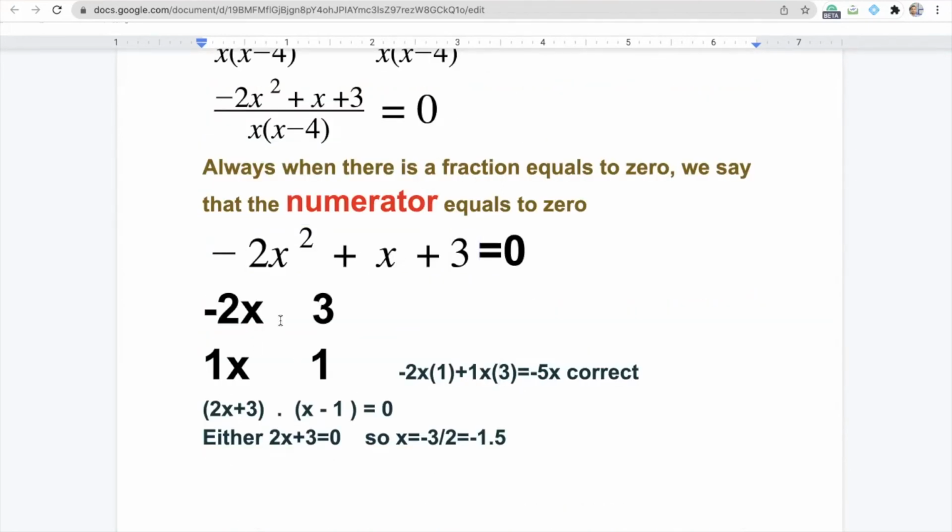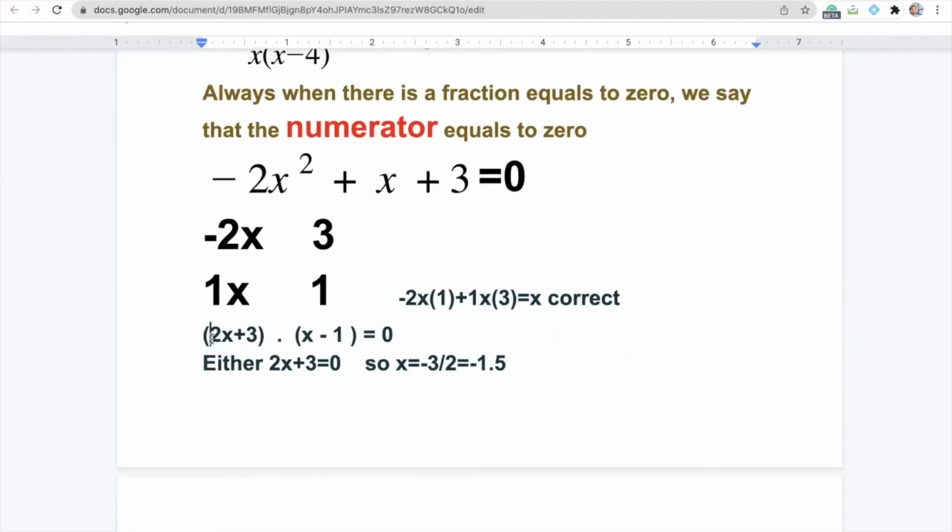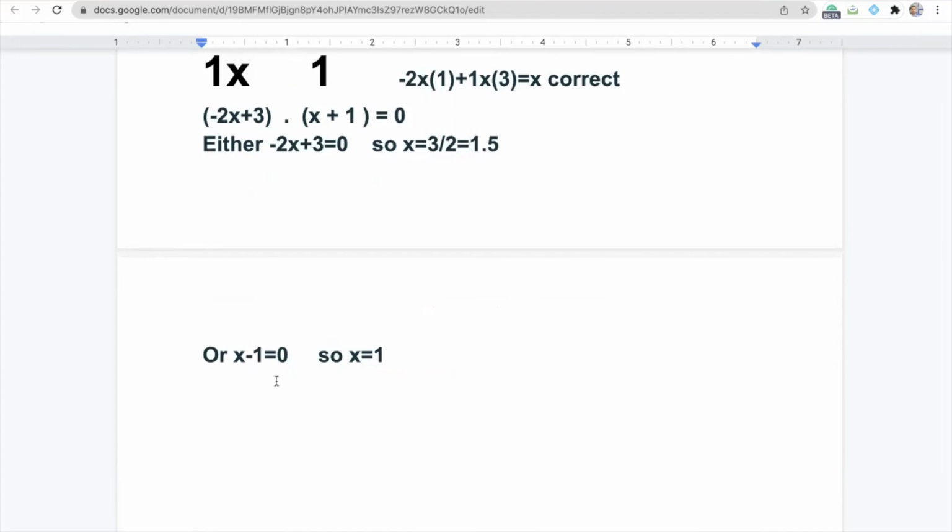Negative 2x plus 3x equals x. Good job. So now it will be negative 2x plus 3 times x plus 1. Either negative 2x plus 3 equals to 0. When I move negative 3 to the other side, it will be positive 3, so x equals 1.5. It will be positive. Good job. Or x plus 1 equals to 0, so x equals negative 1.